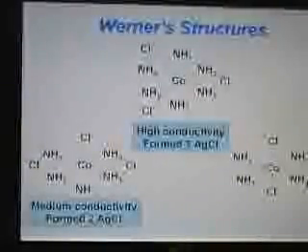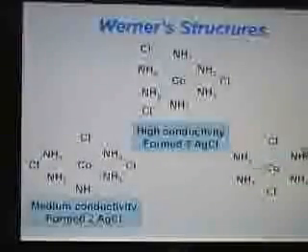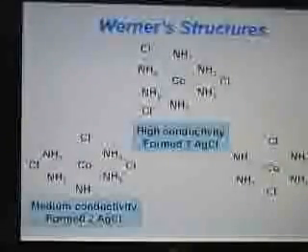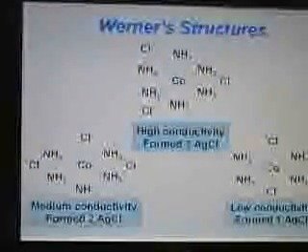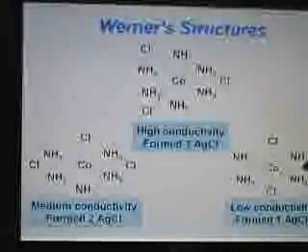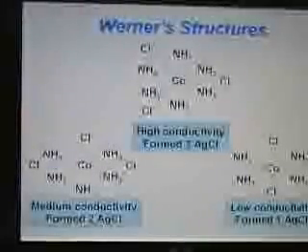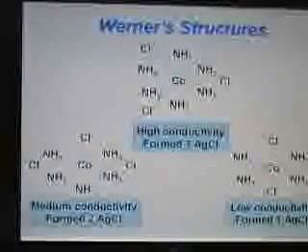Finally, over here we have 1 chloride satisfying the primary valence of this compound, 4 ammonias satisfying the secondary valence, and 2 chlorides satisfying both the primary and secondary valence. Therefore, this compound should have low conductivity and should form 1 mole of AgCl per mole of the compound. All of this data is consistent with what scientists observed experimentally.